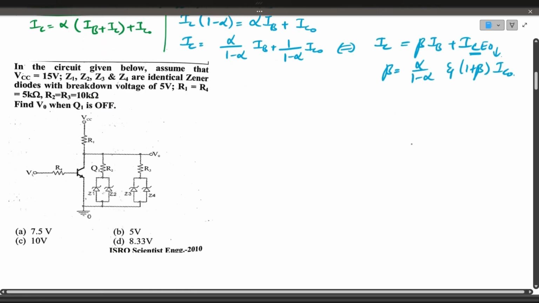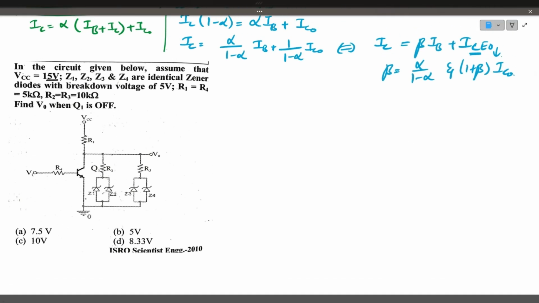We'll see the next question. In the circuit given below, assume that VCC is 15 volts. There are 4 Zener diodes, Z1, Z2, Z3 and Z4, identical Zener diodes with a breakdown voltage of 5 volts. R1 is equal to R4 is equal to 5 kilo ohm. This is 5 kilo ohm and this is 5 kilo ohm. R2, R3 is 10 kilo ohm. He's asking us to find out V out, the output voltage.